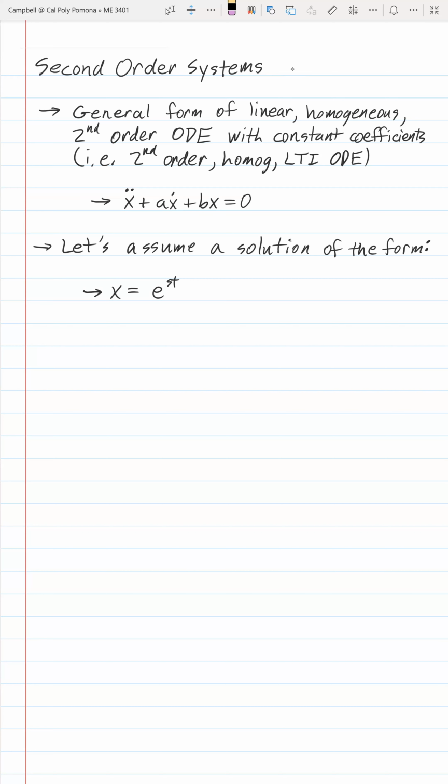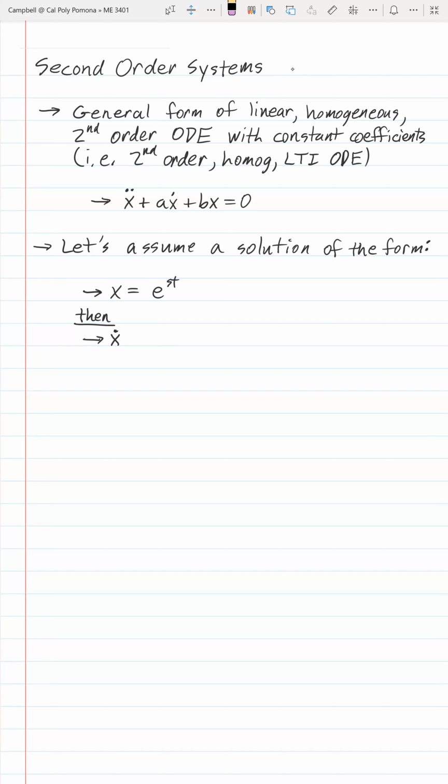Now, of course, since I'm spending time lecturing on it, it means it works. So let's go ahead and capture our derivatives. The whole point of this lecture is to show you how it works and to show you the very interesting things that we can conclude about these kinds of second order homogeneous LTI ODEs. It's pretty impressive what you can deduce from assuming this kind of solution.